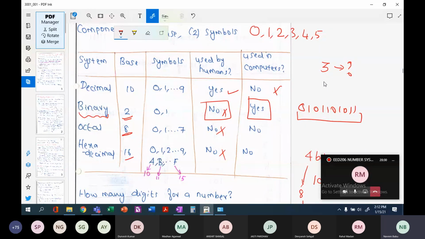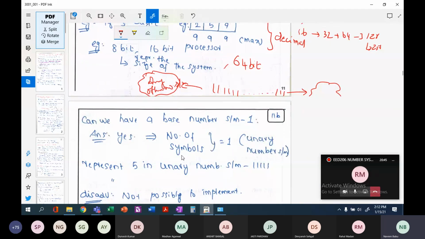Is it possible to have a number system with base 1? Is it possible to have a number system with any number of your understanding? For example, can we have a number system with 6 as a base? Is it possible? The answer to this question is yes, it is possible to have a number system with any base number. So a number system with base 1 is also possible.